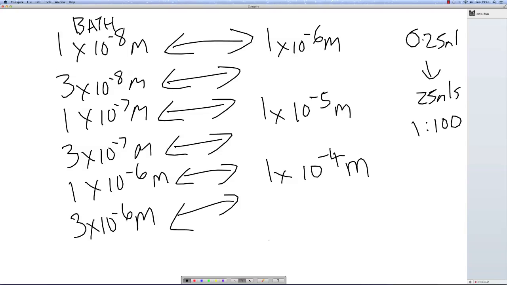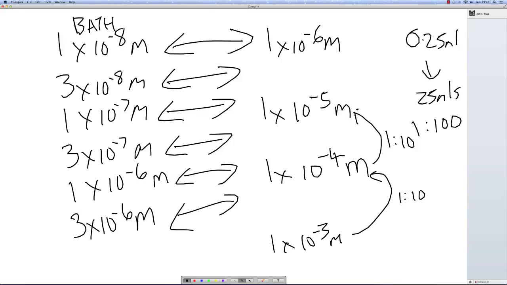Well, we told you that the stock was 1 times 10 to the minus 3 molar. So you did a 1 in 10, 1 in 10, 1 in 10. That's what you'll do first of all, remembering that you're diluting in Tyrode's buffer. Okay, well, that seems fairly straightforward.